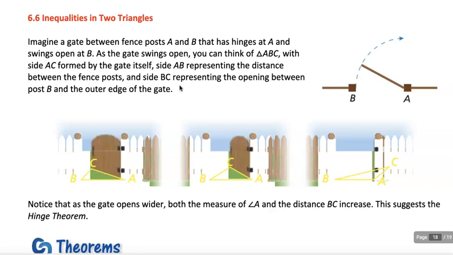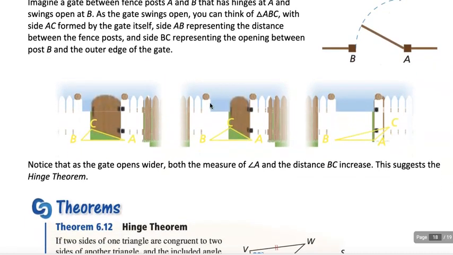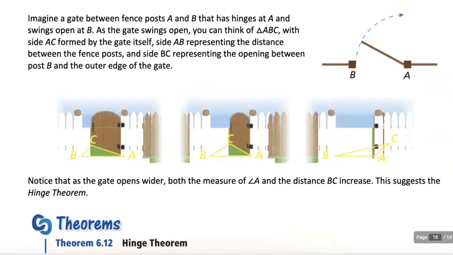Alright, here's 6.6, inequalities in two triangles. We're going to talk about something called the hinge theorem, and it comes from the little diagram here. Think about the hinges on a gate or window or a door. The door has a set size, and the distance CA between the door and the doorway is set. The only thing that's not set is when you close the door versus as you start to open the door.